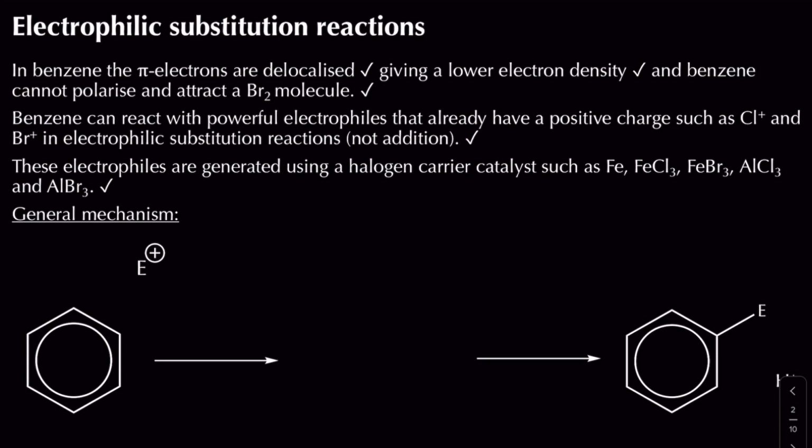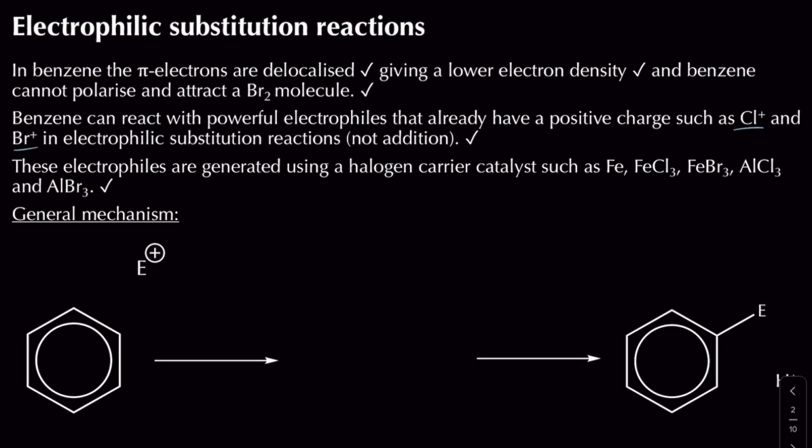Now when we look at polarization, we need to think about having a region of high electron density. In this case, with benzene, it's not going to be as high as an alkene, so we don't end up with partial charges on our bromine atoms within a molecule of bromine or any other halogen as well, right? Now we need to use something called a halogen carrier catalyst, which makes our electrophiles more positive. In some cases it makes them completely positive, so rather than having a partially positive chlorine, you actually end up with a full positive charge on the chlorine or bromine or whatever halogen you're really dealing with, and that's what leads to a substitution reaction actually taking place itself, right?